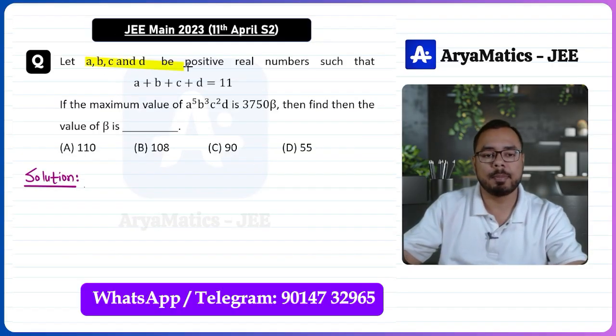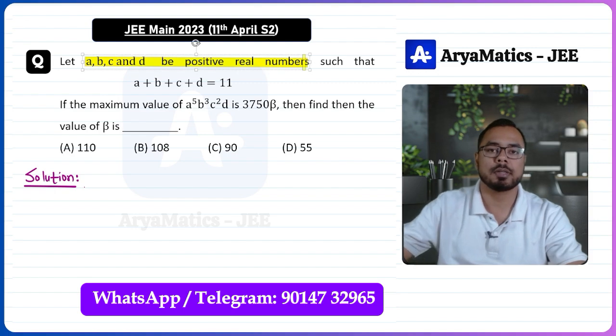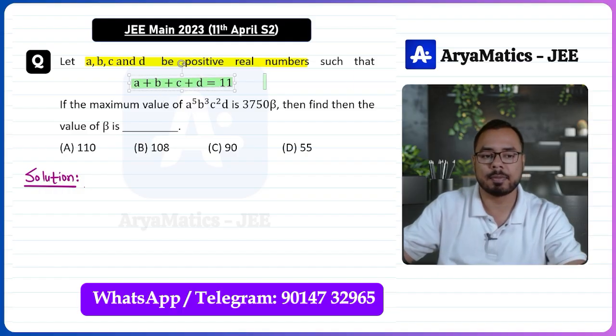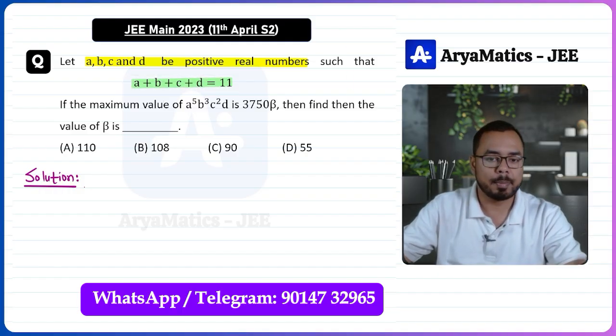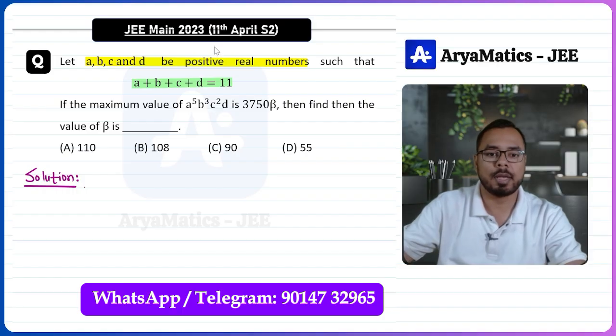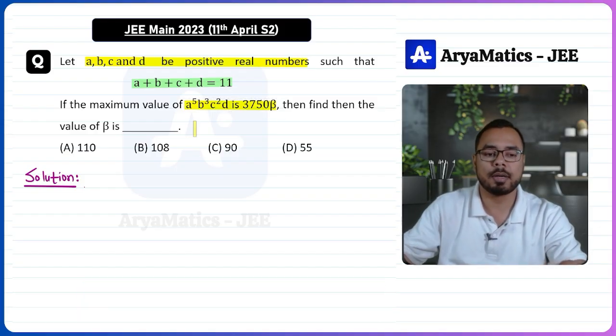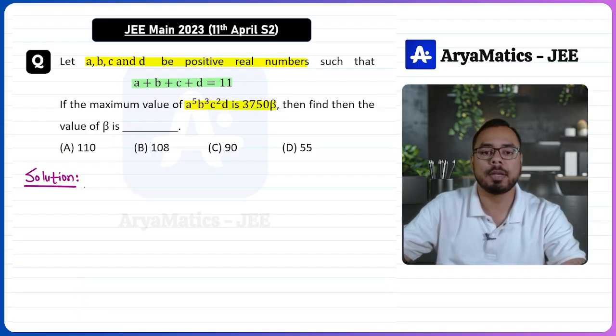Let A, B, C, D be positive real numbers such that their sum is 11. That is A plus B plus C plus D is given as 11. If the maximum value of A raised to 5 B cube C square D is 3750 beta, then we have to find the value of beta.